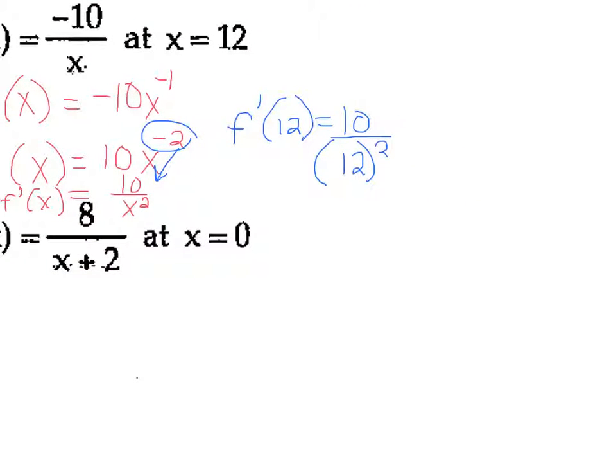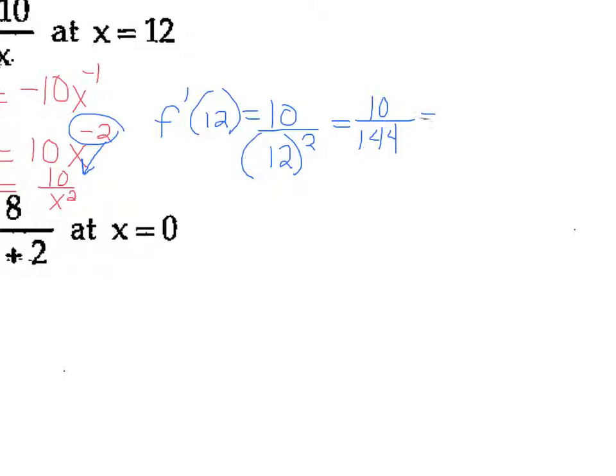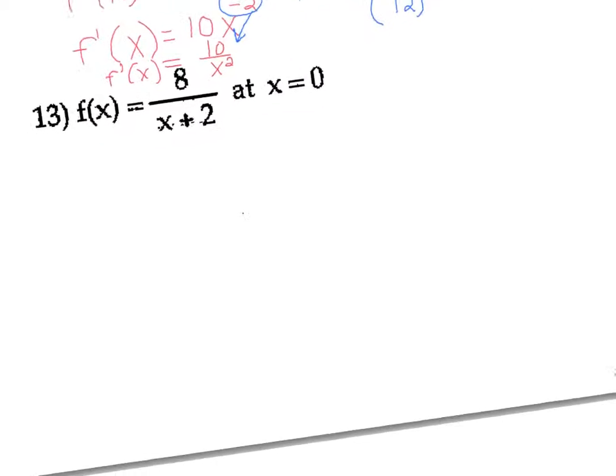Now you simplify that, and that's going to be 10 divided by 144. Right? And the only thing you can do at that point is just to reduce it. By 2 would be 5. By 2 would be 72. And that's about the only thing that you can do. You cannot reduce it anymore. So that is f prime of 12, 5 over 72. Questions about this? So far so good? Okay, so now number 13.